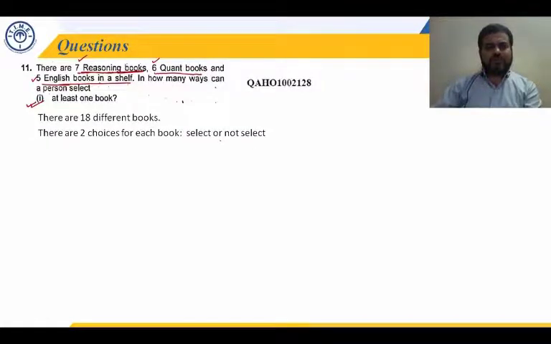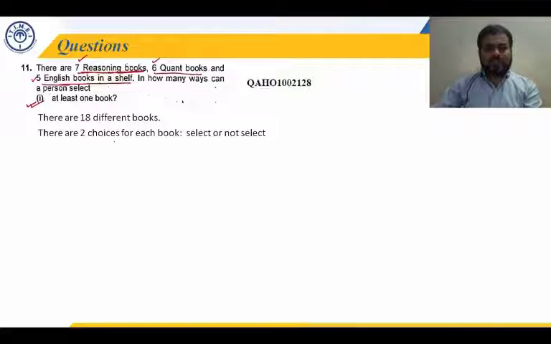We will select the book or not select the book. Right? We have done such cases earlier also. So every book has 2 choices. It will be selected or it will not be selected. So first book has 2 choices, second book has 2 choices, third book has 2 choices, and so on till the 18th book. All of these books have 2 choices each.